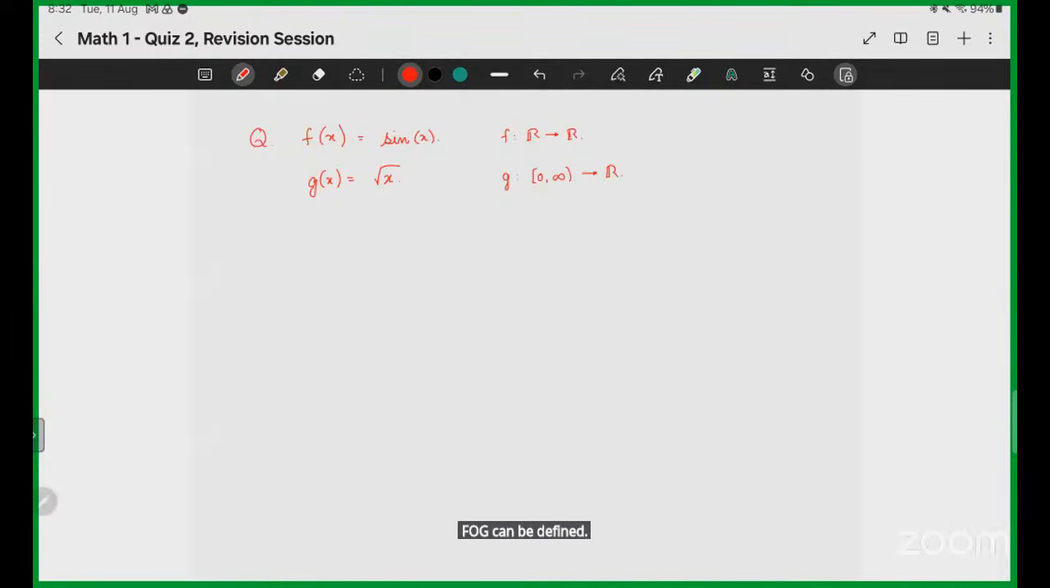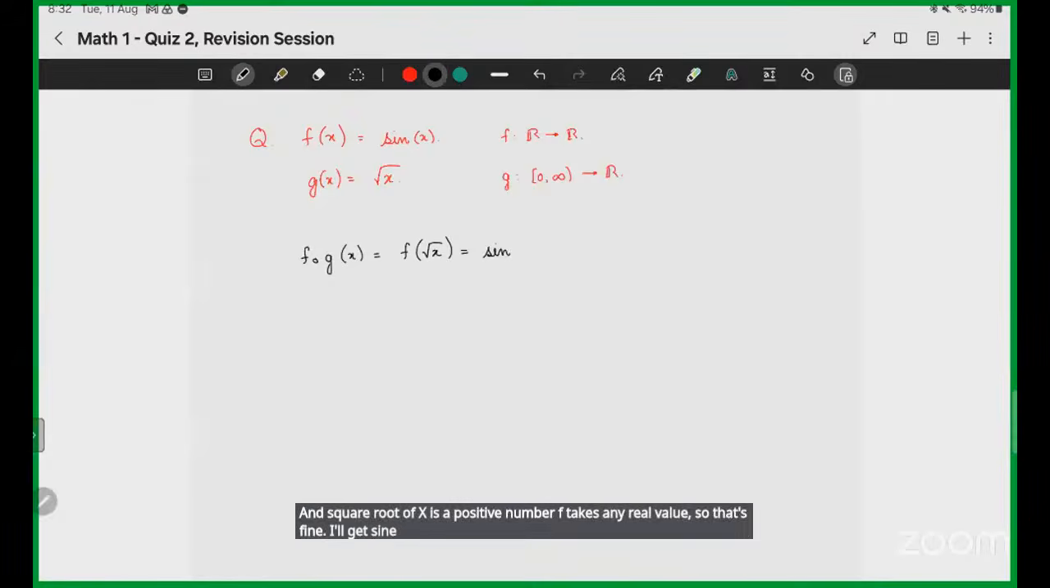What is f of g? First you do g, which means you do f of square root of x. And square root of x is a positive number. f takes any real value, so that's fine. I'll get sine of root x.